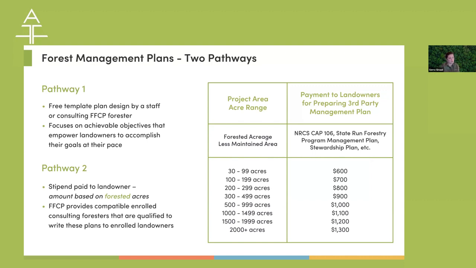The right-hand table shows the amount paid to the landowners as a stipend. The landowners will be paid for the forest management plan that covers their entire forested property, not just the areas enrolled in FFCP. So if you do have some areas that are ultimately not eligible for the Family Forest Carbon Program, you can still gain technical assistance, and that will be covered in your forest management plan.